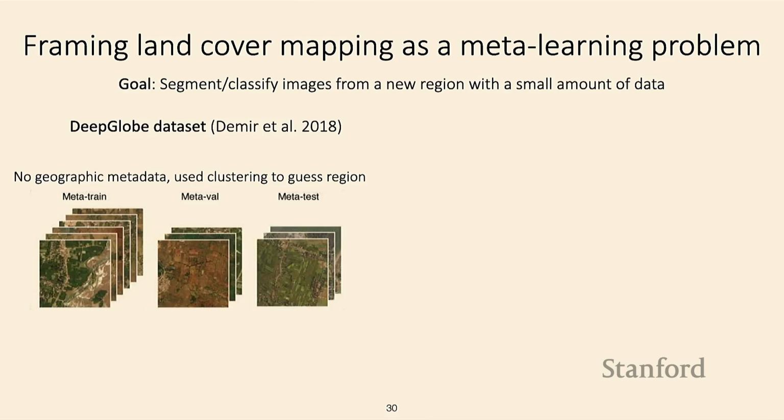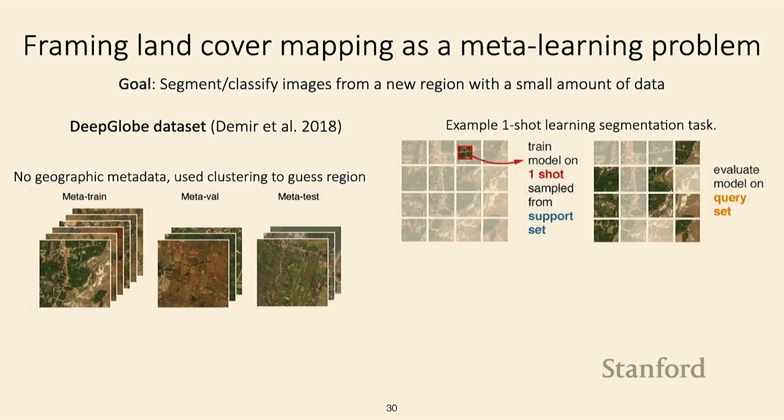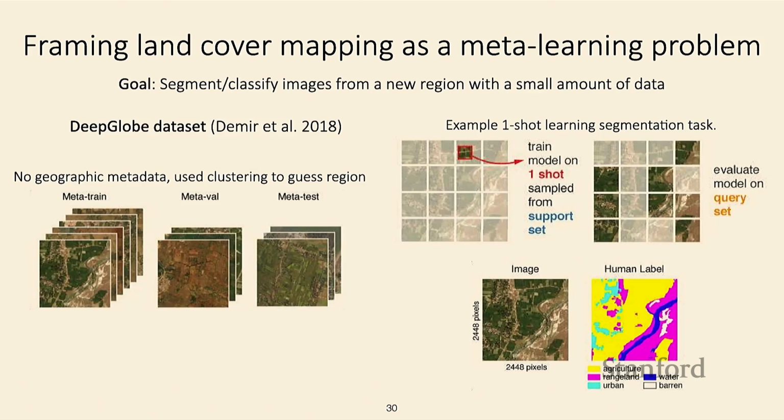And then they also had a second data set where they didn't have any kind of geographic metadata, and so they used clustering to try to guess the region of the world and separate things out into meta-training, meta-validation, and meta-test. And here they were doing a segmentation task where the support set corresponded to one small square, and then the query set corresponded to the other squares. Cool.